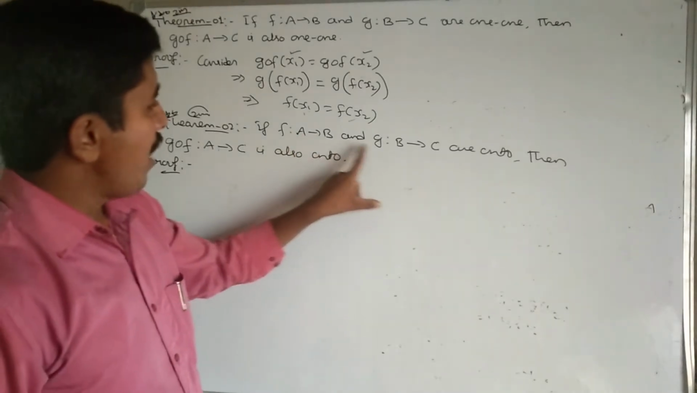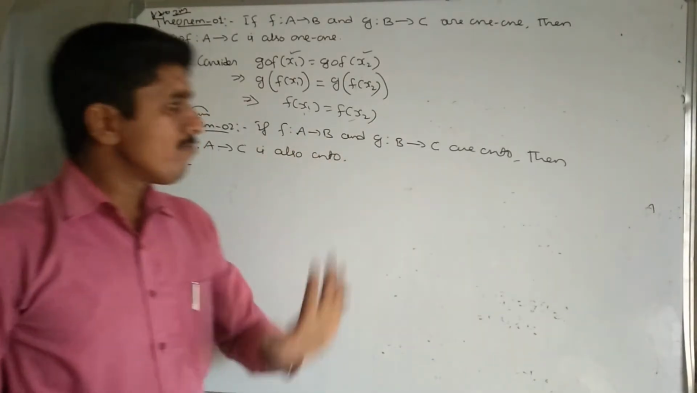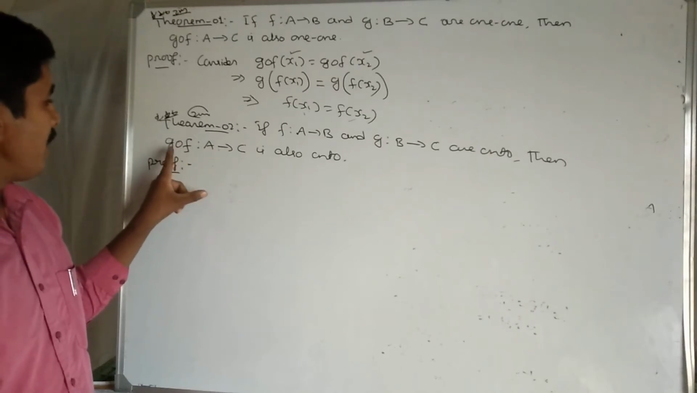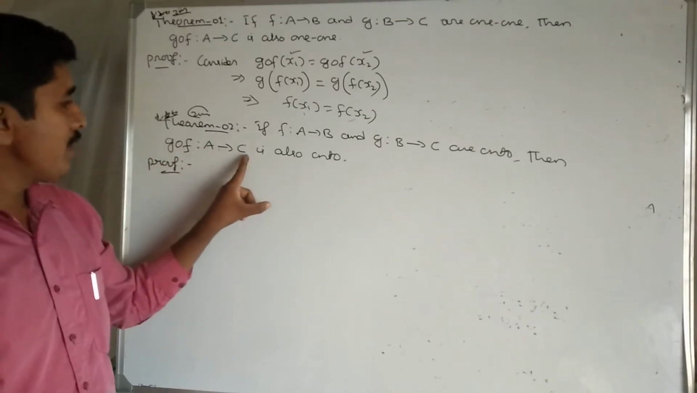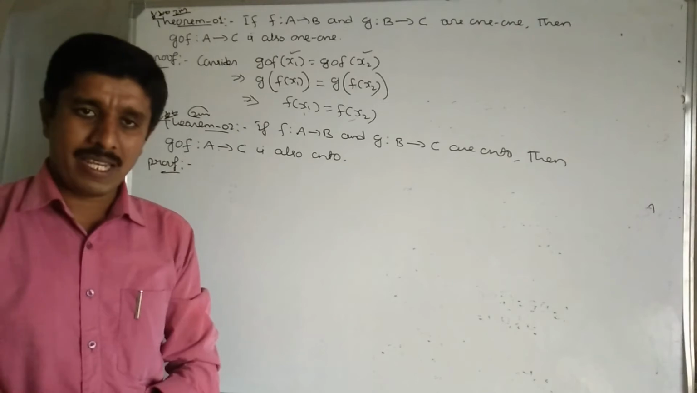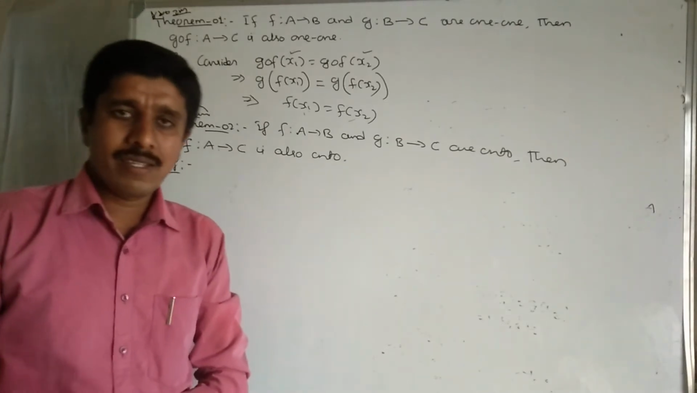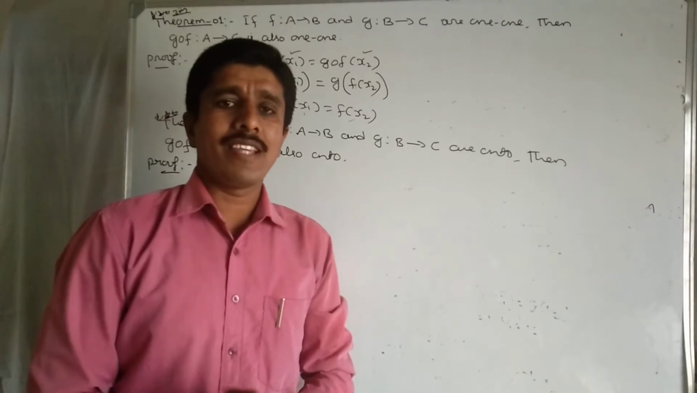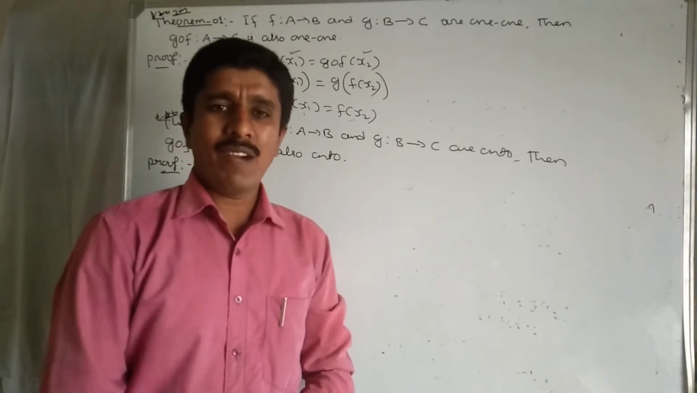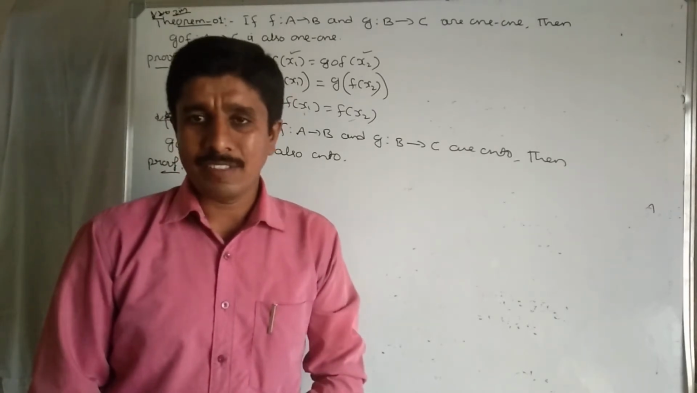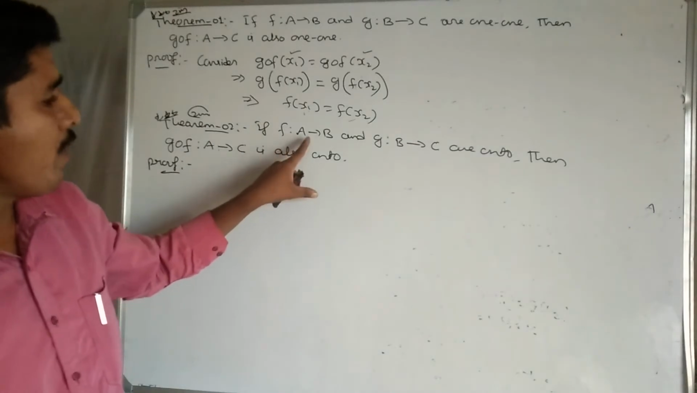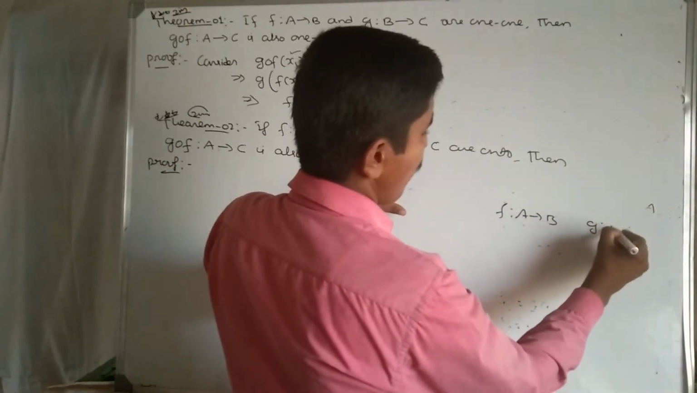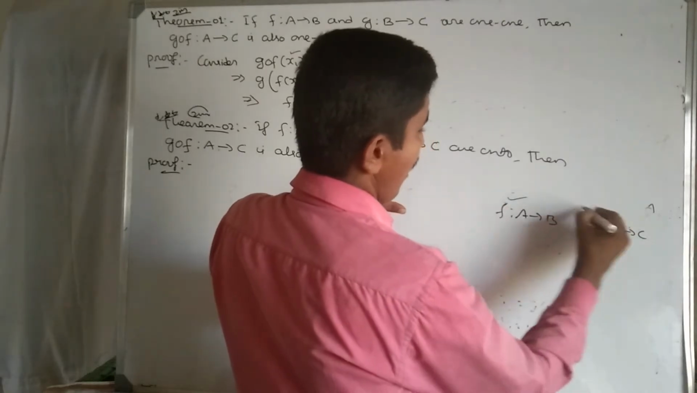If f from A to B and g from B to C are onto functions, then we have to prove that the composite g∘f from A to C is also an onto function. Onto function, we know, means that for every element of the codomain there exists its pre-image element in the domain such that f of x equals y. Here given that both functions are onto.